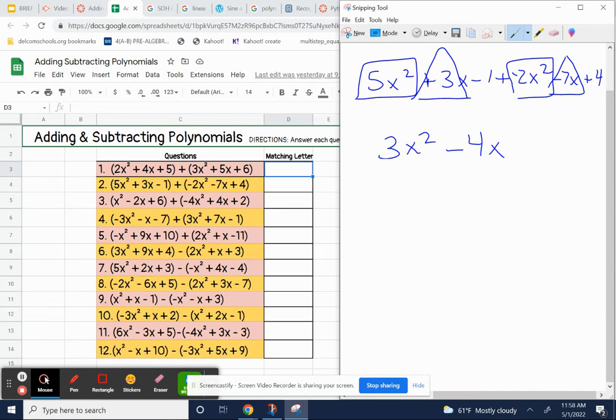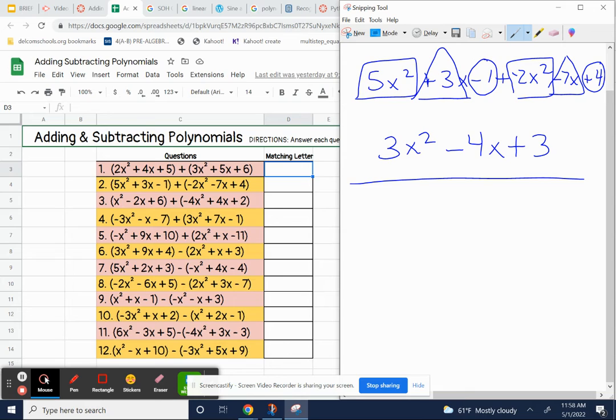The last set of like terms are the regular constant numbers. I'll use a circle for those. That would be a negative 1 added to a positive 4, which is a positive 3. I have to write my positive symbol there. So my final answer would be 3x squared minus 4x plus 3. Then you would match that answer on the right side of the screen.